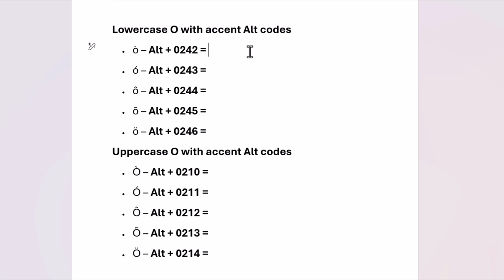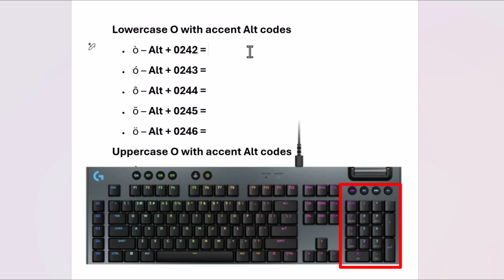In this quick video, I'll show you the fastest ways to type O with accent on Windows and on Mac. You can use the same patterns in Word, Excel, PowerPoint, and almost any other app. Let's start on Windows. On Windows, the easiest method is using Alt codes on the numeric keypad.